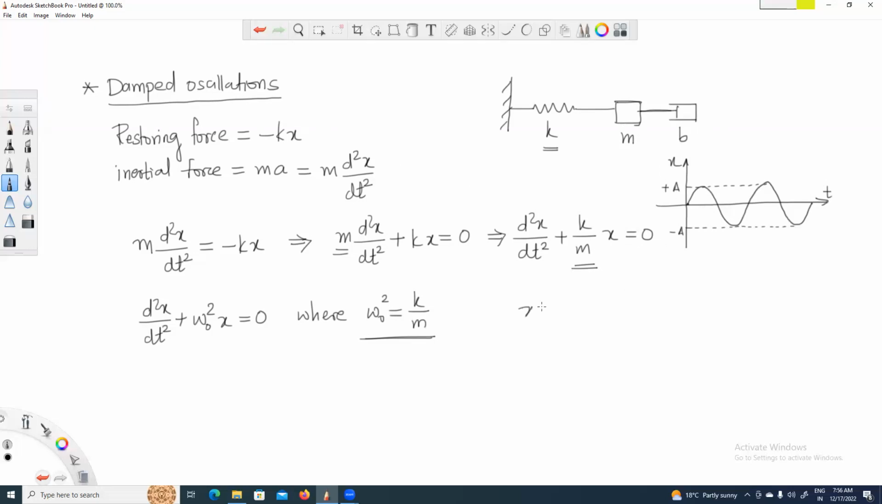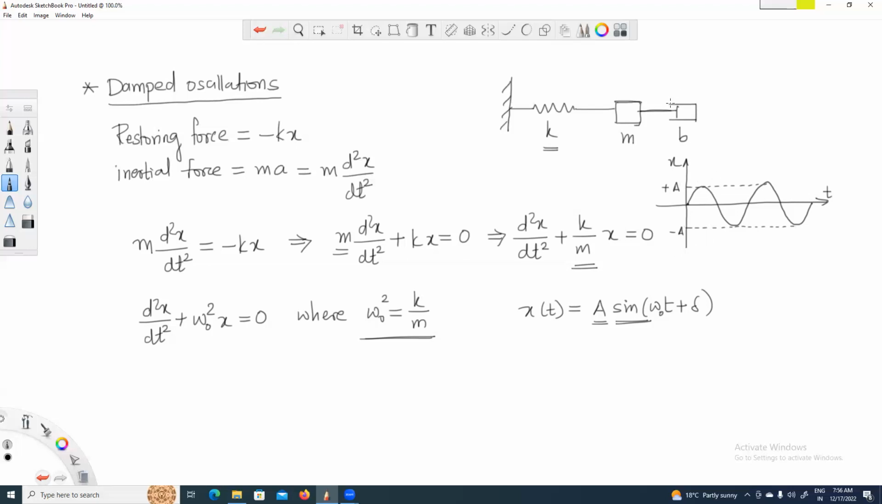And we know the solution of this differential equation. x equals a sine of omega naught t plus some initial angle, let's say delta. So this is the initial phase angle delta. We know this sine function is periodic in nature and oscillates between plus 1 and minus 1. Multiplying by a gives the sinusoidal curve oscillating between the upper limit plus a and lower limit minus a. So in a nutshell, this amplitude is not going to be decreasing.